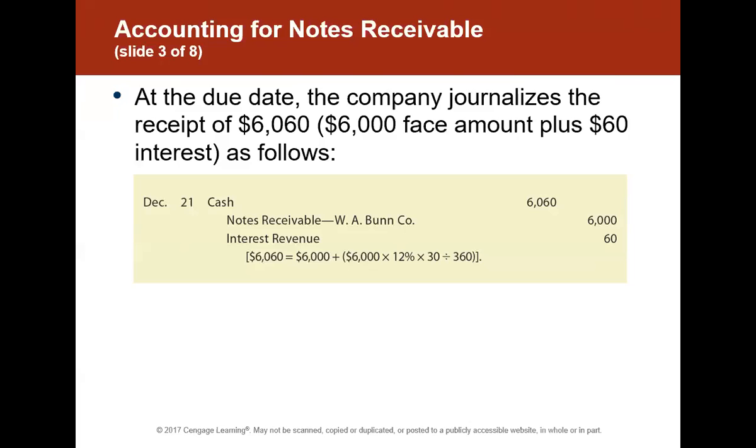So we debit cash for the full amount, the principal plus interest, or face amount plus interest. We credit notes receivable $6,000 because they're paying us what they owe us. We're clearing it off. And then the $60 of interest that we earned gets credited to interest revenue. Okay, so interest revenue is just a revenue account, just like sales or fees earned or something like that. But it's interest that we've earned. So it's a credit to increase it. So we count that interest as a revenue.